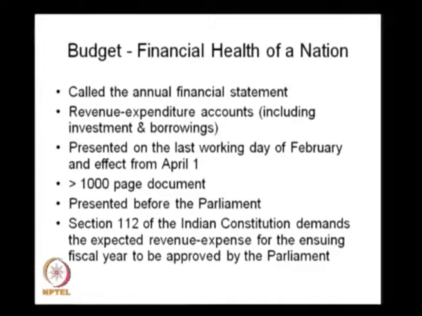And usually what is presented in the parliament is a very brief abstract of the union budget, but the entire budget statement runs into thousands of pages with all those annexures. It is a constitutional requirement that every year the revenue expenditure statement for the succeeding fiscal year is approved by the parliament, and that is why you find that the budget exercise is an annual affair.